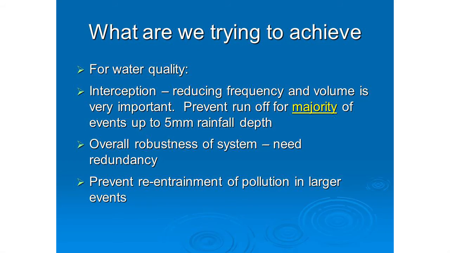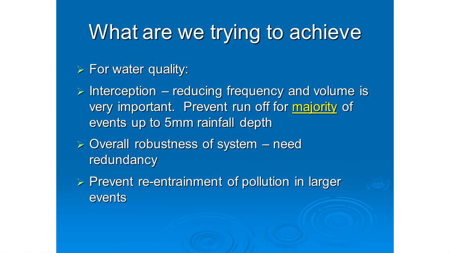The other thing that you need to consider is overall robustness of systems. You need redundancy. So again, it's not just about putting a swale in or a permeable pavement. They both remove pollution in different ways. And by putting in a treatment train of a permeable pavement followed by a swale, there's a level of redundancy so that, for example, if you don't look after your permeable pavement, the whole system will still work and still get you that level of removal.